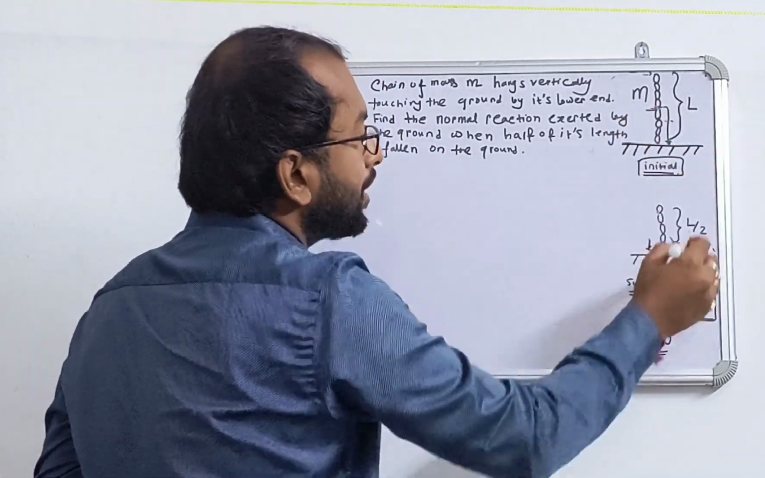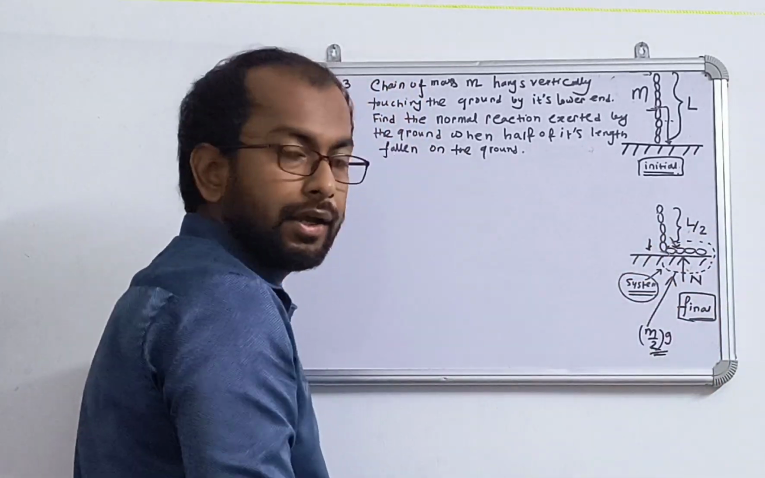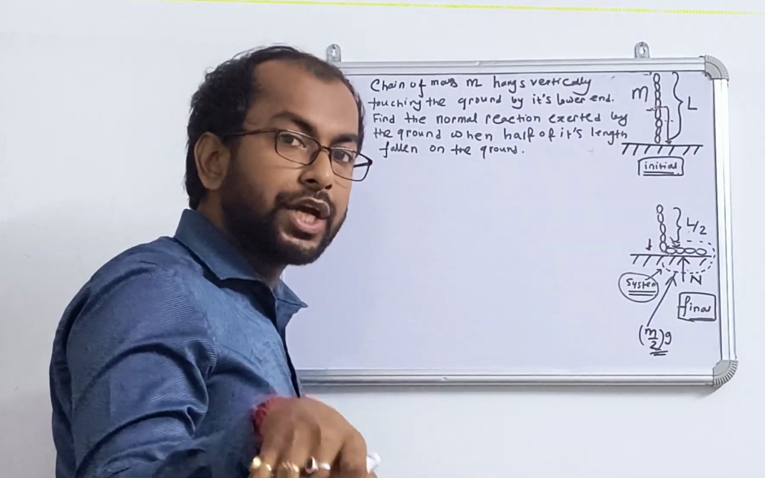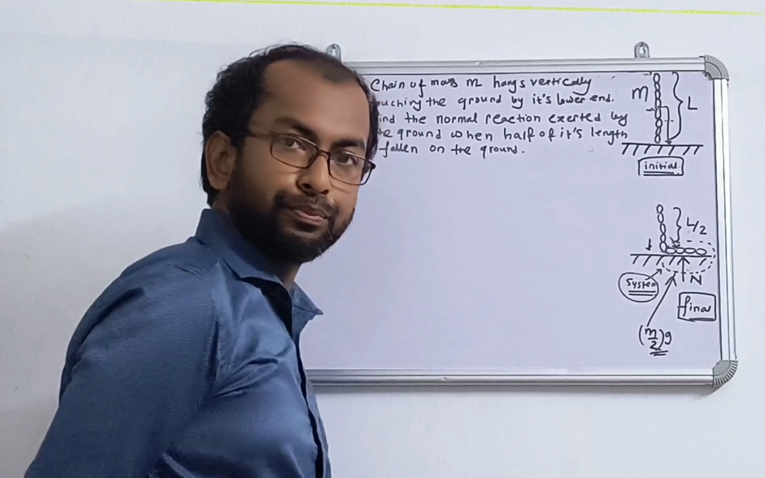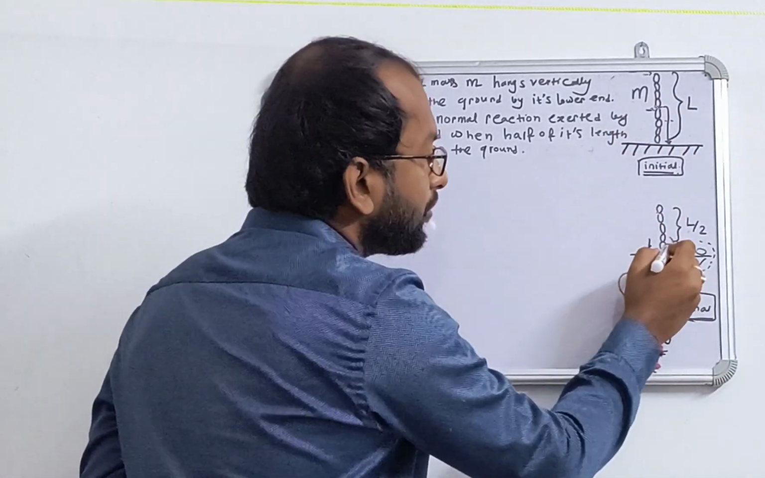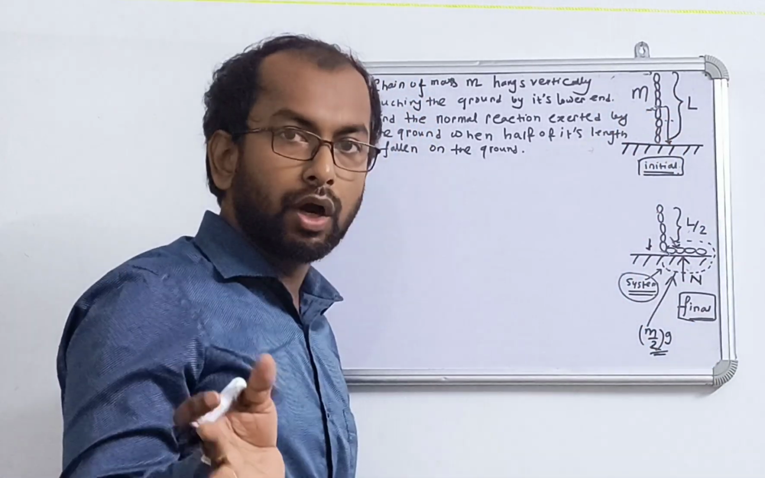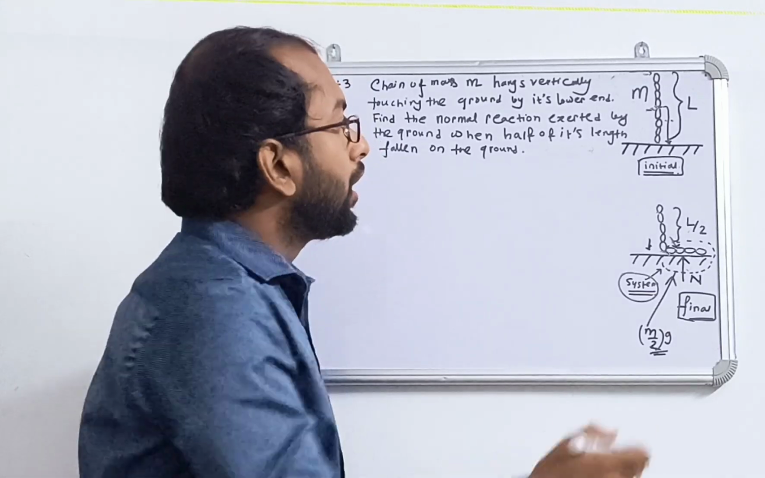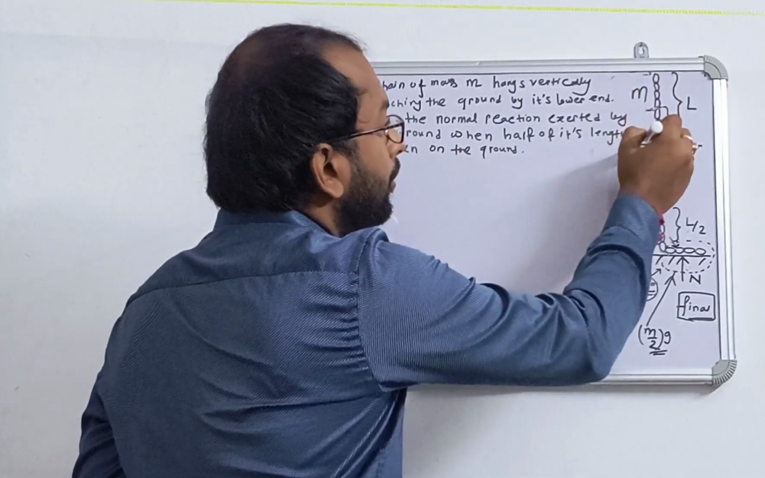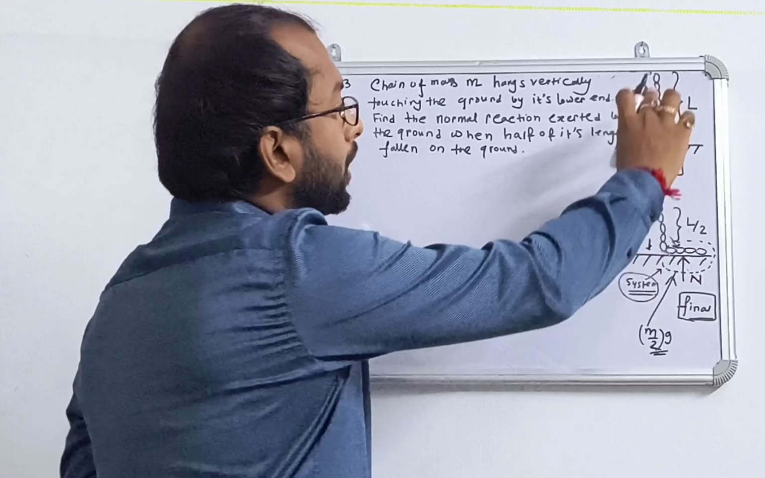So when half of the length has already fallen on the ground, we consider that a system. We will consider this as a system, and the middle point of the chain at that time will be injecting the mass into this system. So what will be the velocity of the middle point when half of the length has already fallen on the ground? Each part of the chain will fall on the ground with different velocity. Let's say the top point of the chain, the distance from the ground is L. So the height from the ground is L.